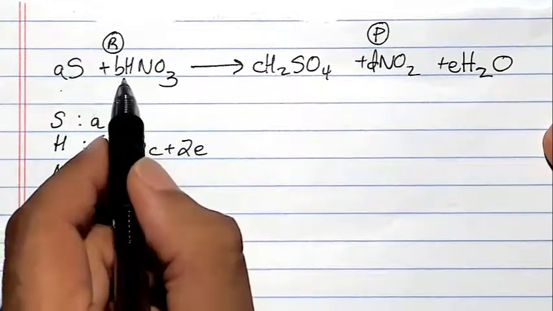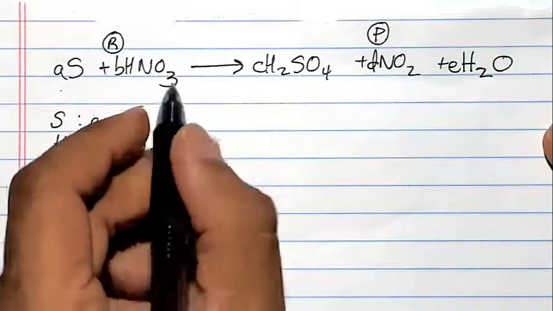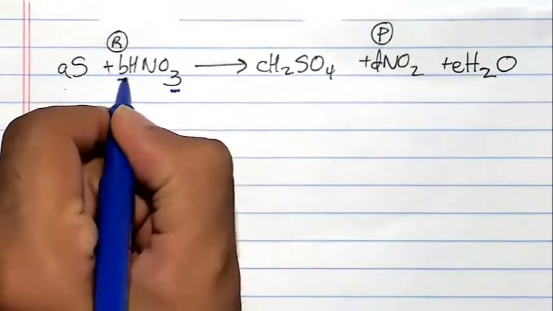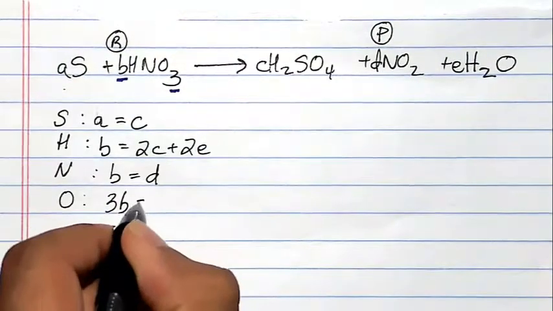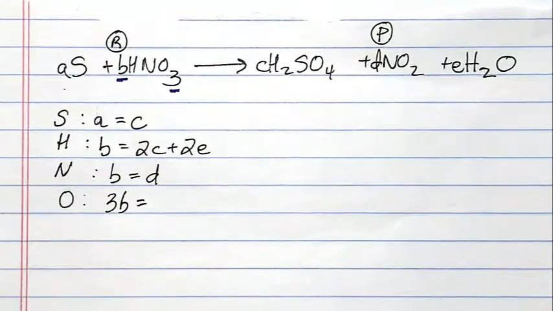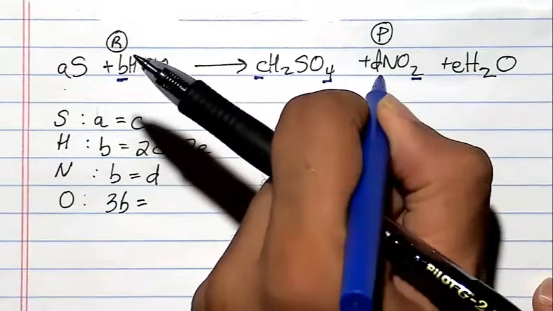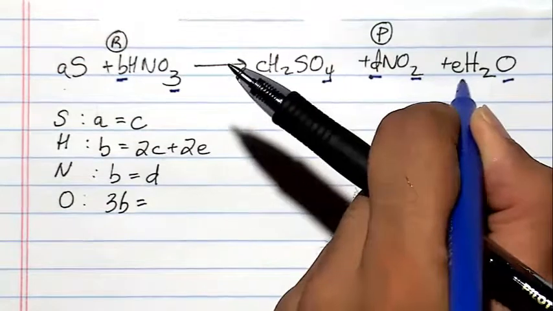What is oxygen in our reactant side? Okay, be careful now, it's 3B. And what is oxygen in our product side? Okay, be careful now. It's 4C plus 2D plus E.